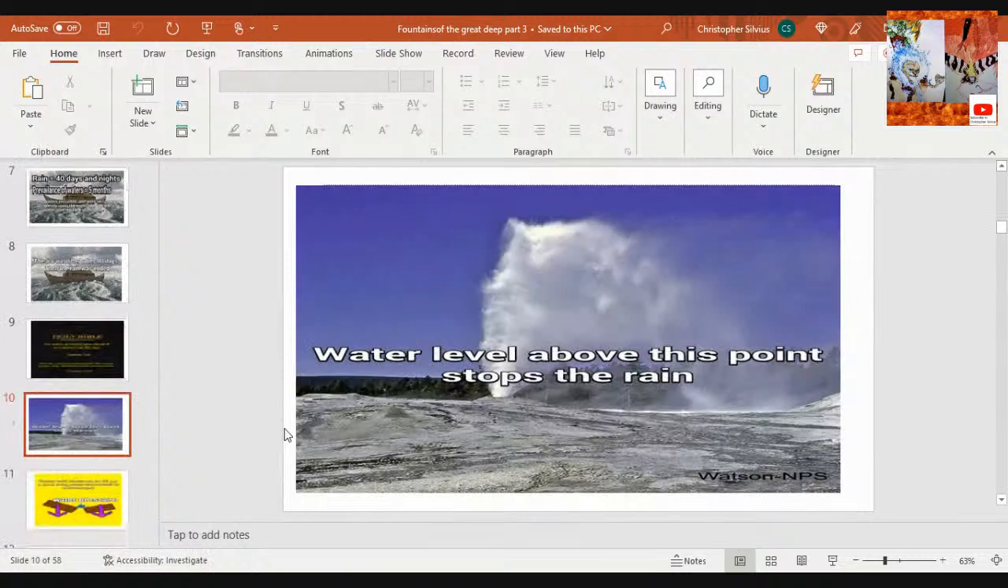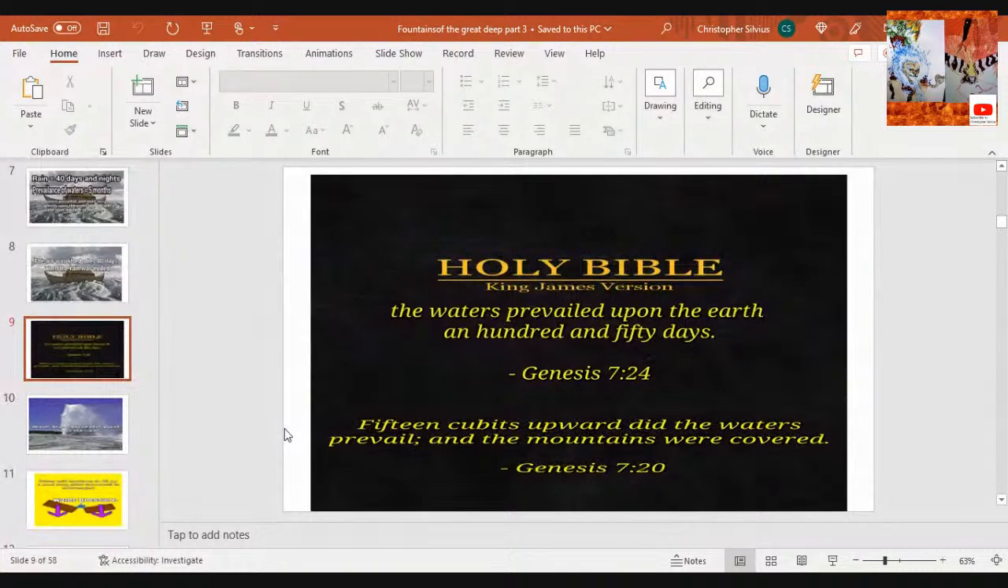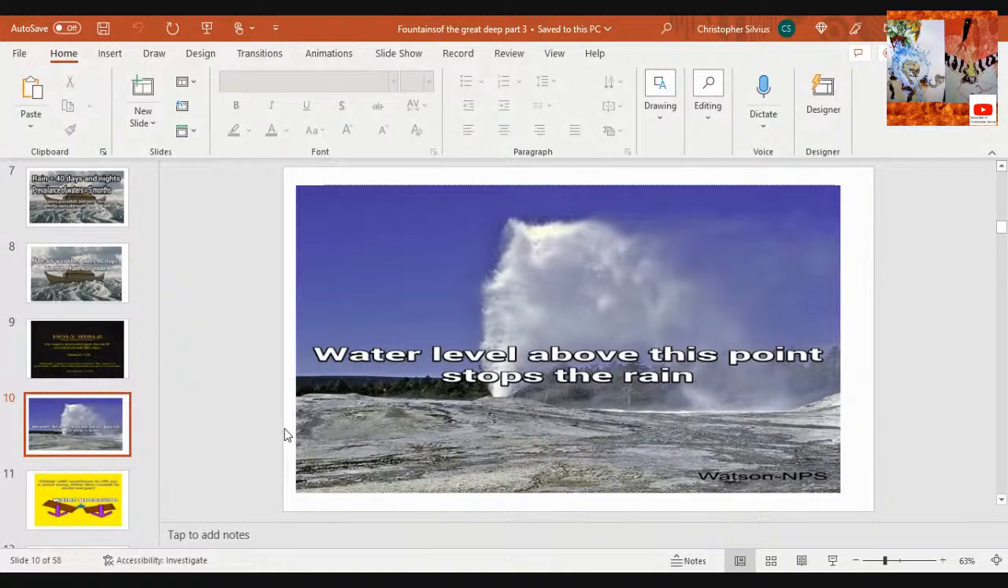No, it was not talking about Mount Everest. Mount Everest is a post-flood mountain. There are pre-flood mountains and post-flood mountains. We got into that in the last presentation. So the water level stops above this point.